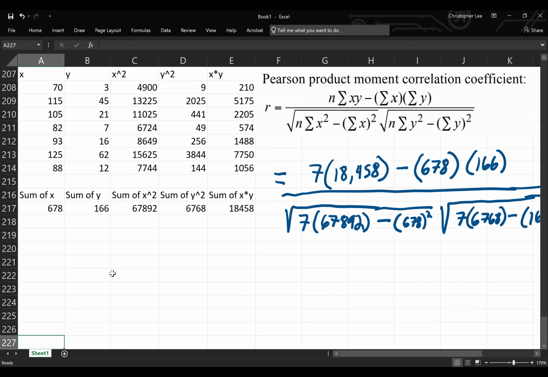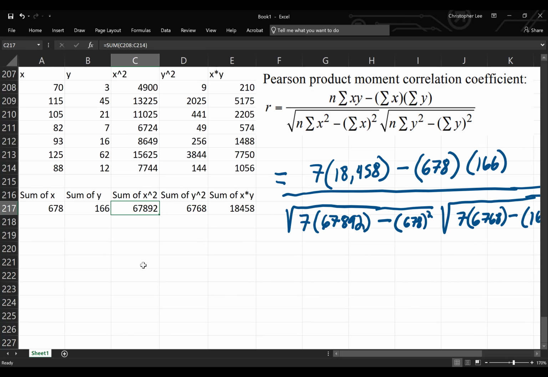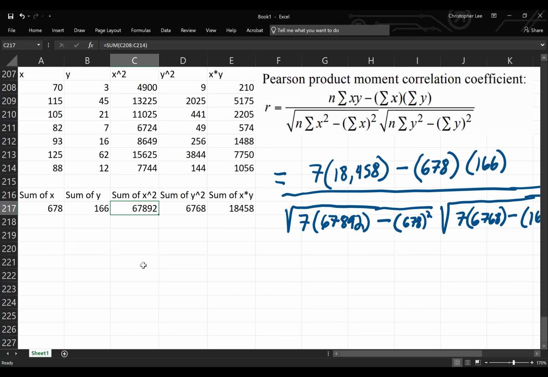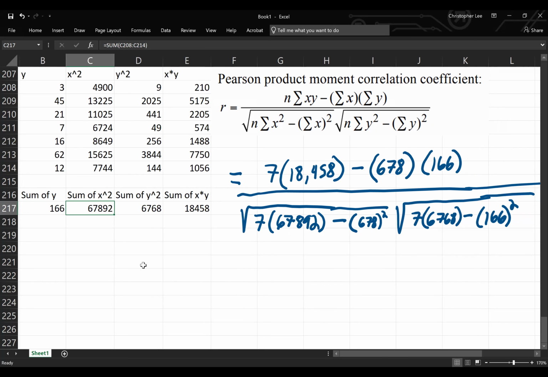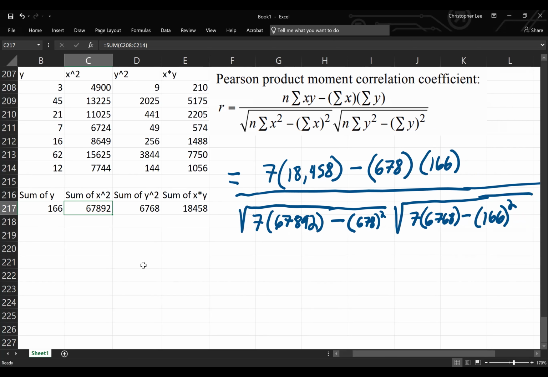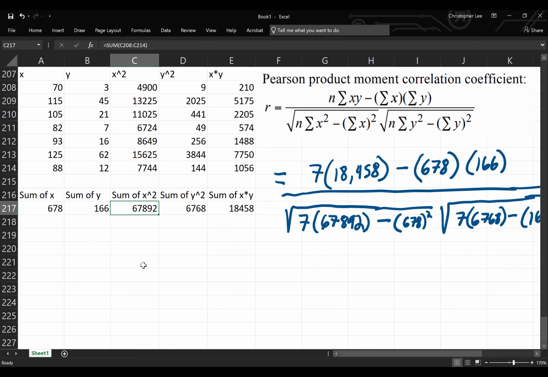Right here, that's the sum of x squared. You're not going to put the rest of the numbers over? They're all there. I did that whole table just to get this last row of numbers here. That's all I put in the formula. The rest of it, I don't care about.